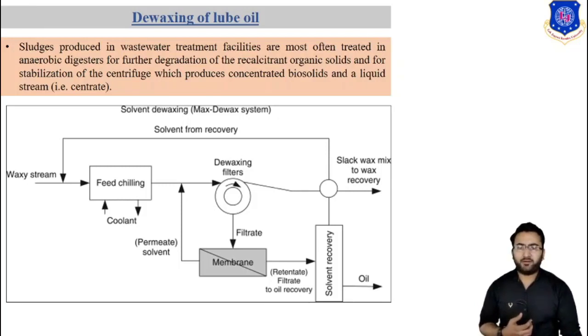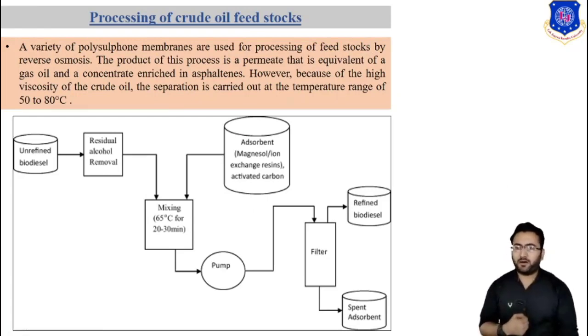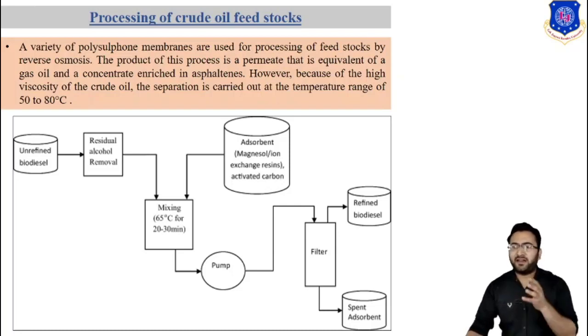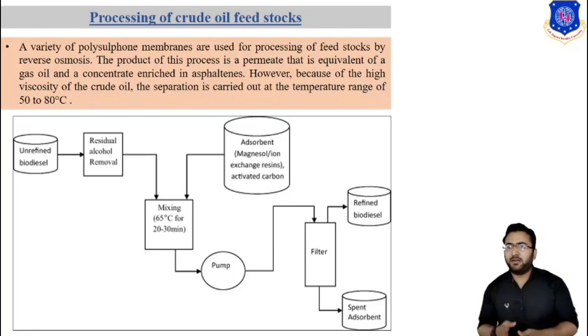Now let's discuss the next application of reverse osmosis, which is the processing of crude oil feedstock. A variety of polysulfone membranes are used for the processing of feedstock by reverse osmosis. The products of this process are a permeate that is equivalent to gas oil and a concentrate enriched in asphalt. However, because of the high viscosity of the crude oil, the separation is carried out at a temperature range of 50 degrees Celsius to 80 degrees Celsius. So this is how reverse osmosis is used for the processing of crude oil feedstock.